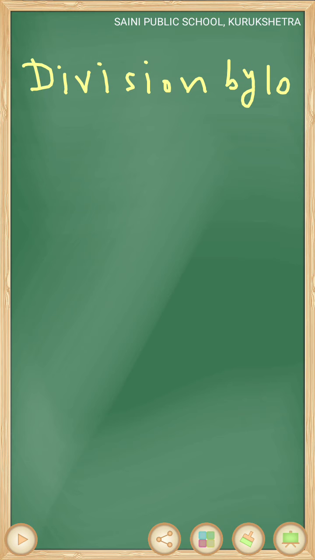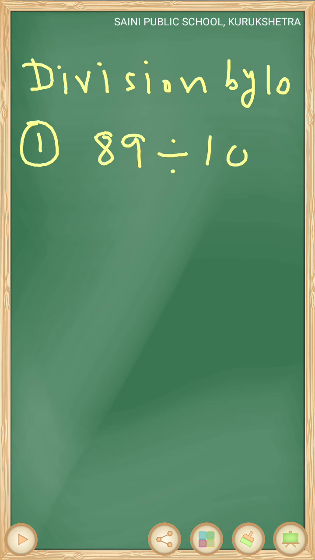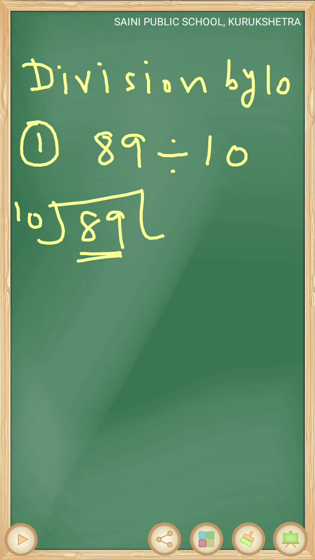You can see here we can find the answer directly by seeing the number. For example, our first question is division by 10. Suppose the question is 89 divided by 10. If you divide 89 by 10, what will be the answer? 89 and here is 10. 10 8s are 80. 80 is the nearest product in the table of 10. So 9 minus 0, here 9.